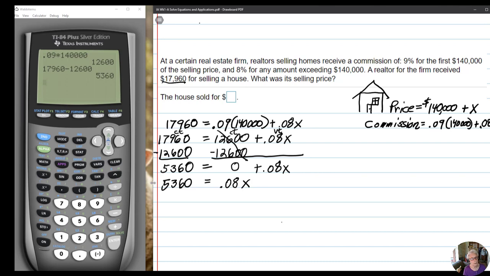I want 1x. I don't care what 0.08x equals. So I divide by 0.08. 0.08 over 0.08 is 1. This was my last answer in the calculator, so all I have to do is hit divide 0.08, enter. And I have 67,000. So x, the amount exceeding 140,000, is $67,000.